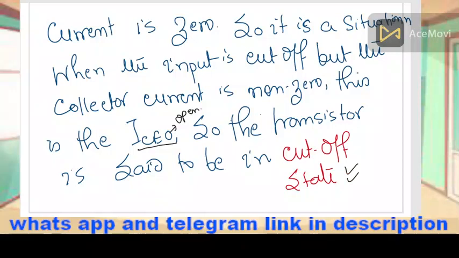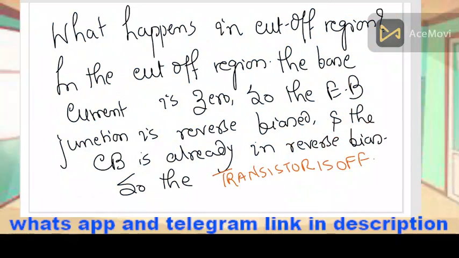Now what is happening in this case: the base current is 0, so the base emitter terminal, which is normally forward biased, is no longer forward biased, and the situation is that of reverse bias. The collector base output terminal is already reverse biased. So both the emitter base and the collector base junctions are in the reverse bias state, and the transistor is off. It is an open switch. It is not conducting at all. There is no conduction.